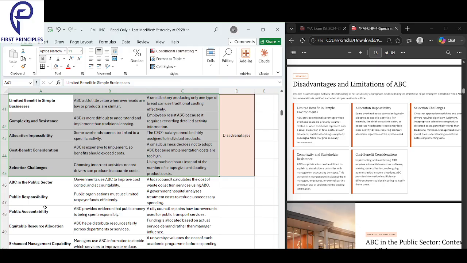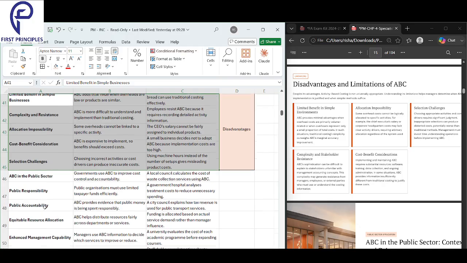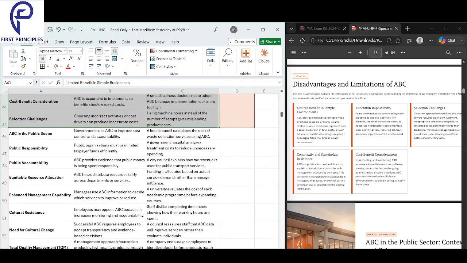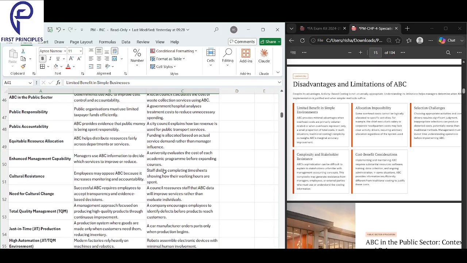Okay, so even if you're using the ABC method and you're using the wrong cost driver, there's no point of it. Okay, guys, following. Up till now, advantage, disadvantage, easy. Let's move on now. ABC in the public sector.